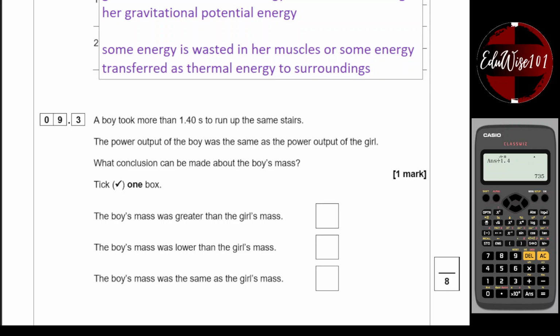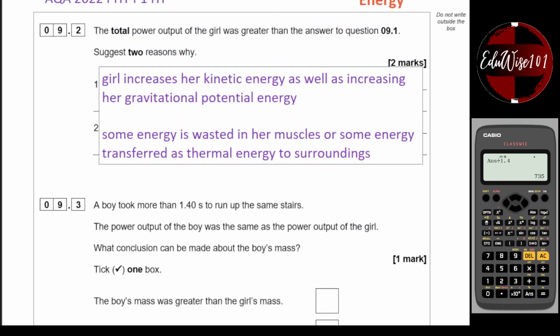Question 9.3. A boy took more than 1.4 seconds to run up the same stairs. The power output of the boy was the same as the power output of the girl. What conclusion can be made about the boy's mass? Now, if the power output is the same and the time was actually increased, that means the energy should have actually gone up as well.